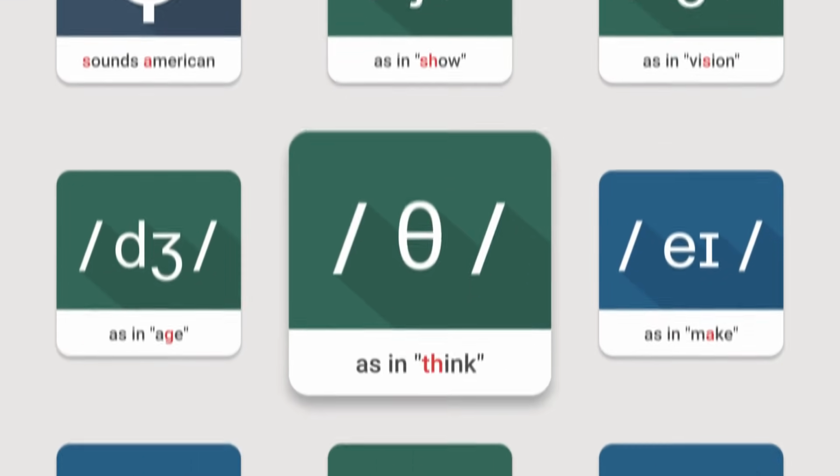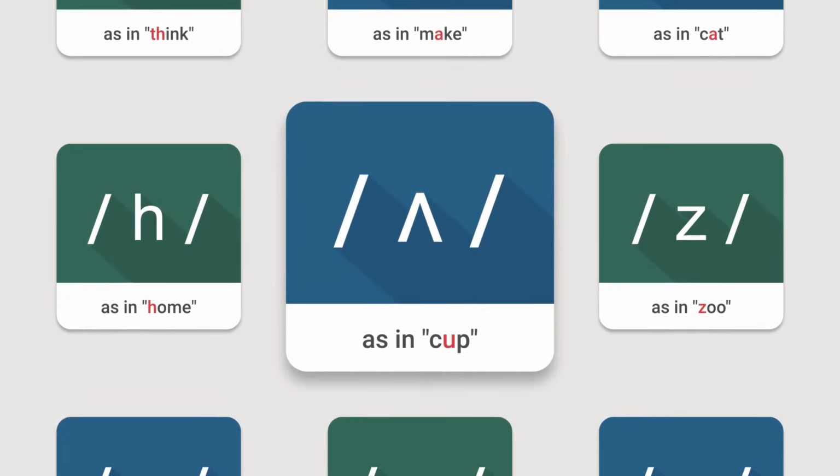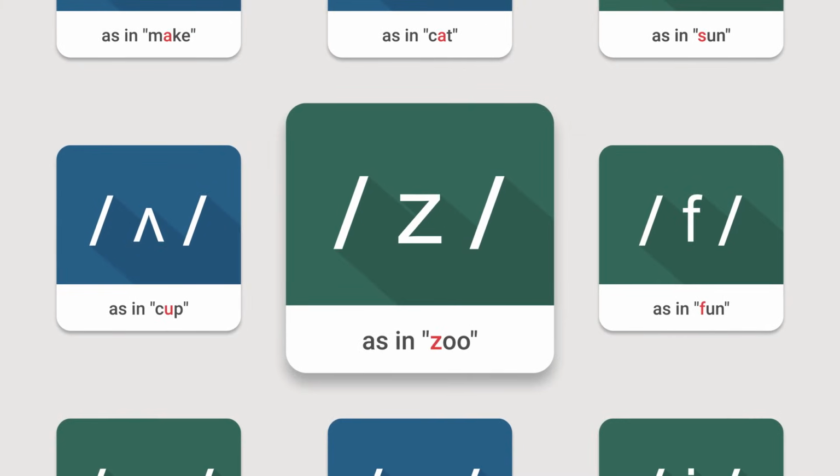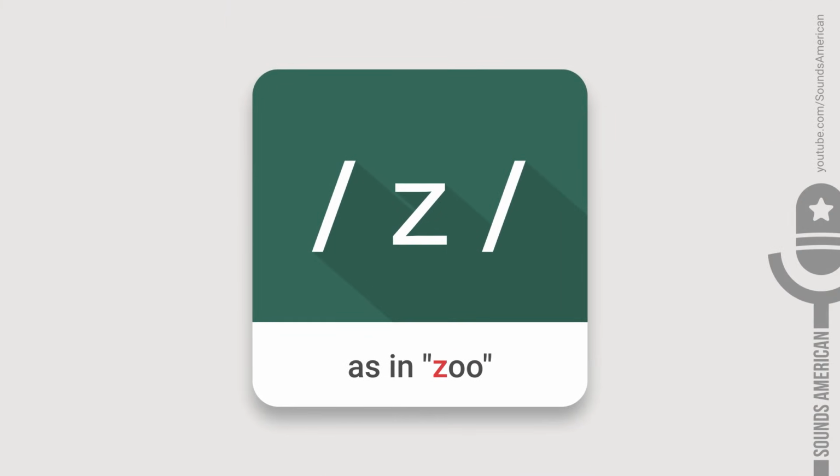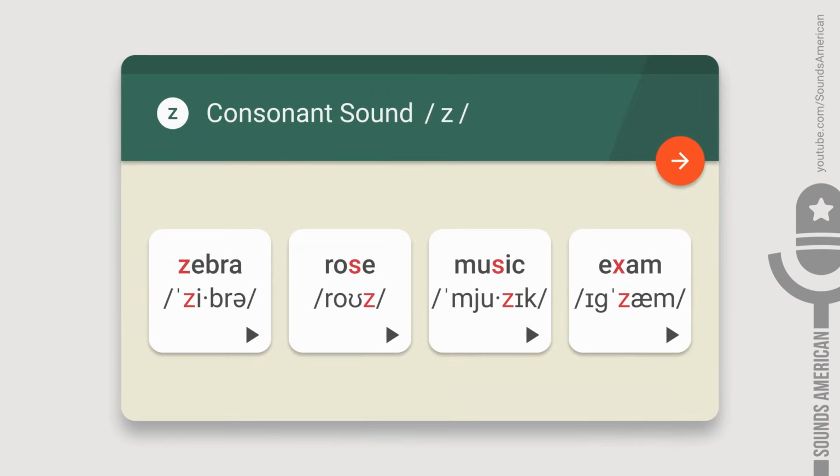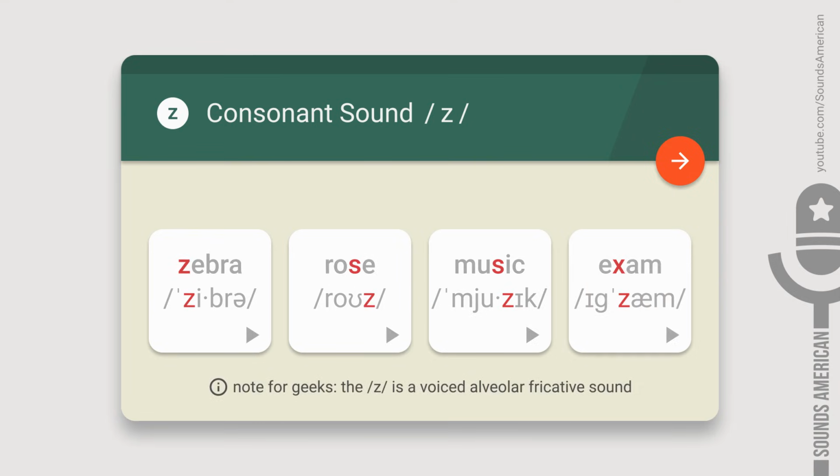In this video, we're going to talk about the American consonant sound Z, as in the word zoo. You can also hear this sound in words like zebra, rose, music, or exam. We'll be using a special phonetic symbol, Z, for this sound. As always, let's begin with some phonology. Fear not, it's all pretty simple.